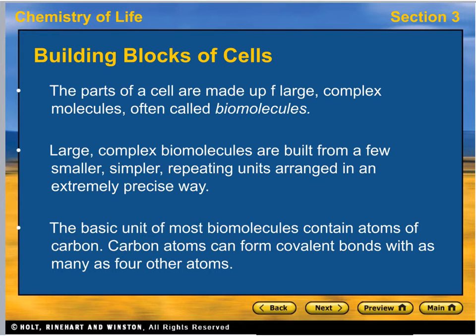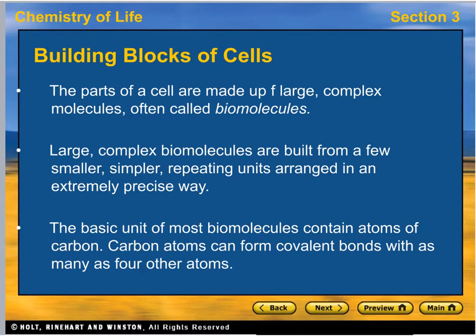When looking at the building blocks of cells, the parts of a cell that are made up of large complex molecules are typically called biomolecules. Now, the large complex biomolecules are usually built from smaller, simpler repeating units that are arranged in a certain way. The basic unit of most of the biomolecules contains an atom of carbon.